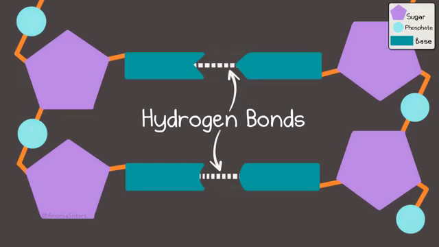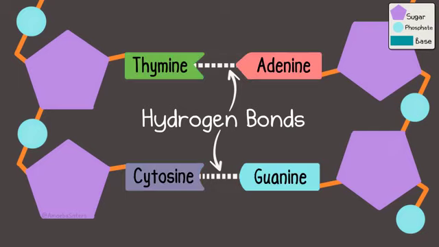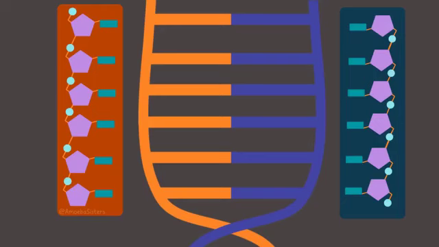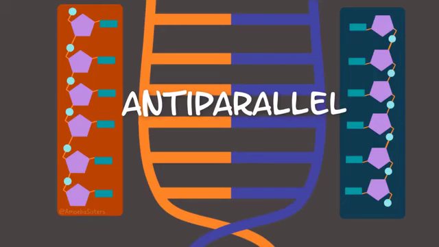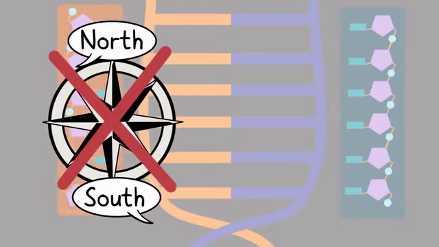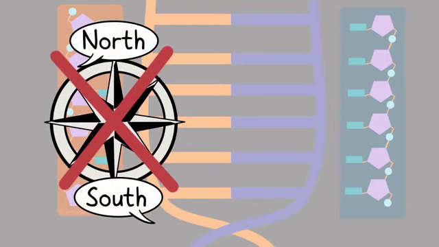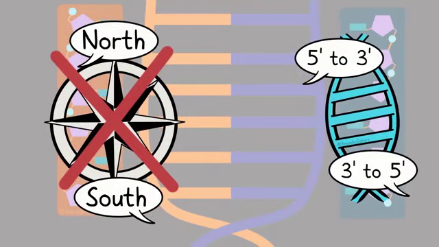In our video that covers DNA structure, we talk about how the bases pair together with hydrogen bonds. The base adenine goes with the base thymine, and the base guanine goes with the base cytosine. These strands are also anti-parallel, so they don't go in the same direction. What do we mean by direction? Well, with DNA, we don't say north or south. We say DNA either goes 5' to 3' or 3' to 5'. What in the world does that mean?